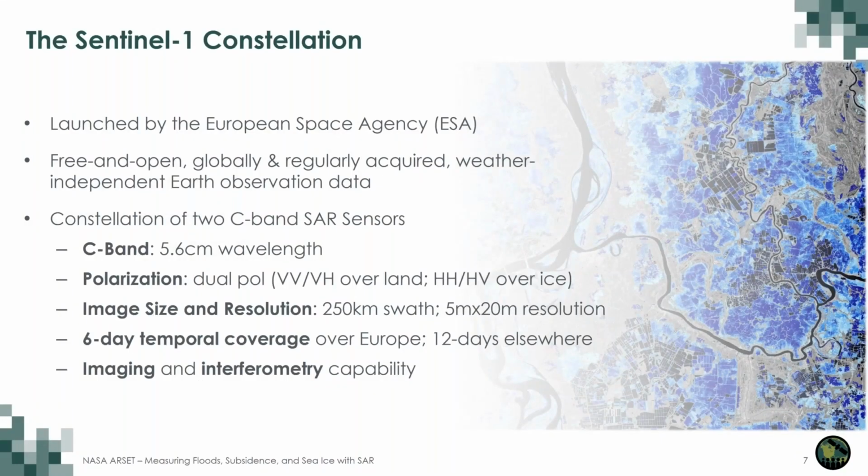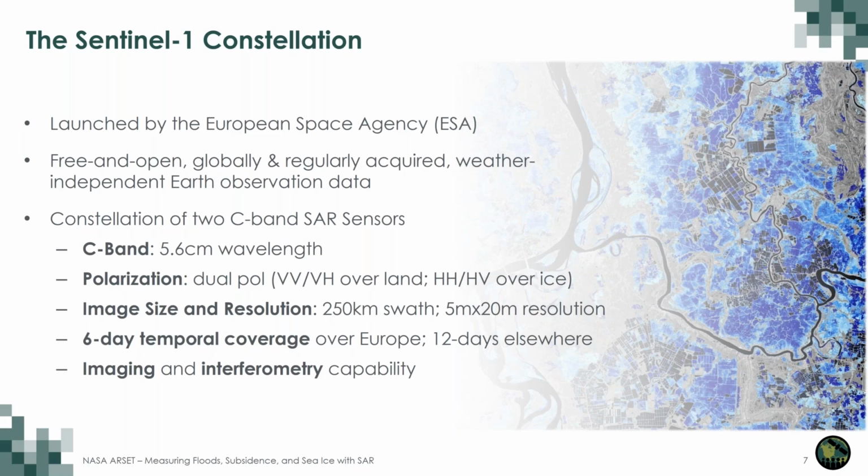So Sentinel-1 was launched by the European Space Agency, as mentioned earlier, in 2014. Starting in 2014, free and open data sets globally acquired. It's a constellation of 2 C-band SAR sensors. C-band is a microwave wavelength that is used fairly heavily in Earth observation, and it has a wavelength of about 5.6 centimeters. Sentinel-1 is also providing multiple polarizations, typically dual-pole data in VV/VH polarization over land. Polarization is something we will talk about more later in this class.